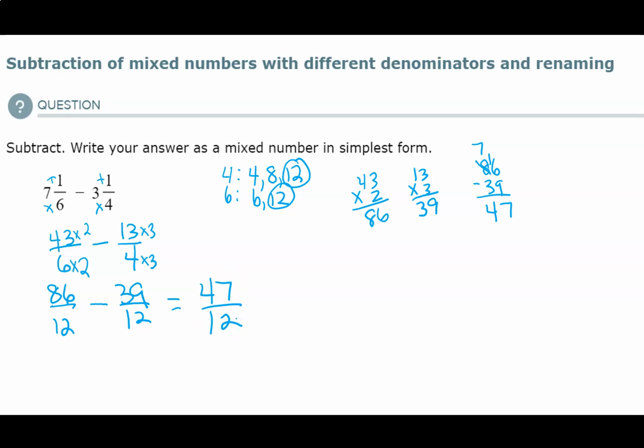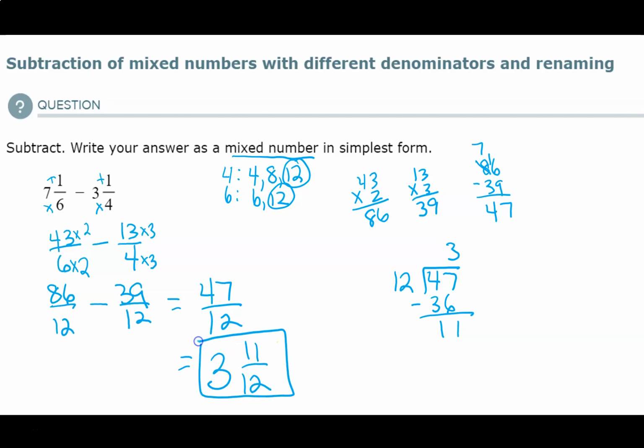So 47/12. But it says write it as a mixed number in simplest form. So I'm going to see how many times 12 goes into 47. Well, counting by 12, 12 times 1 is 12. 12 times 2 is 24. 12 times 3 is 36. 12 times 4 is 48. That's too much. So I'm going to go back to the 3. 3 times 12 I said was 36. So I have 11 left over. So 3 and 11/12 is my answer for this.